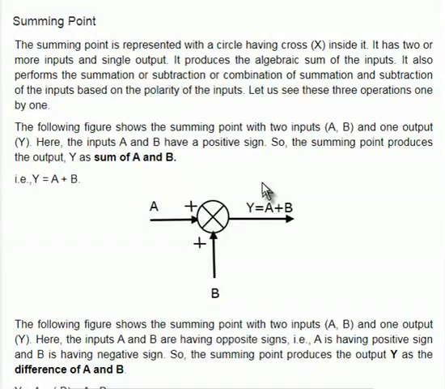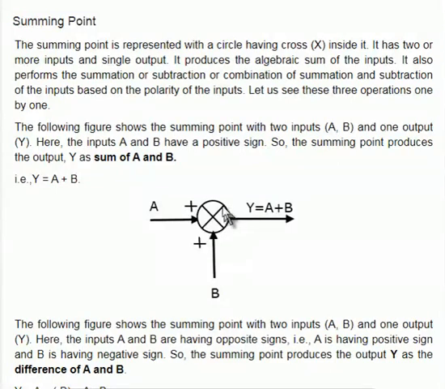Okay. What does this summing point do? The function of the summing point is performing the summation. Summation is adding, addition, or sometimes it is subtraction, or sometimes a combination of both, adding and subtraction. It is based on the polarity of the input. Let us see these three operations one by one: summation, subtraction, or a combination of summation and subtraction.